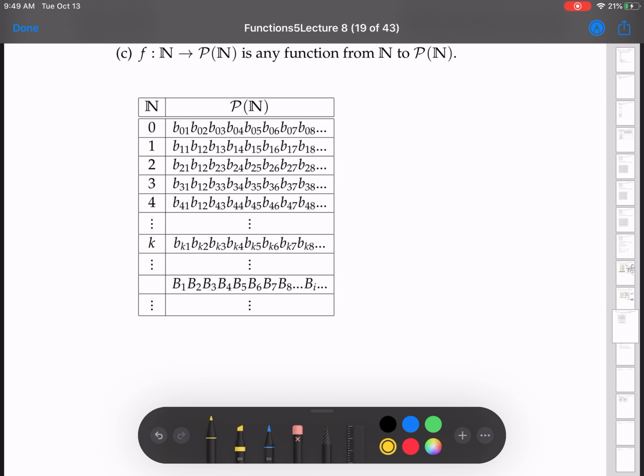And again, this is the range, right? In the yellow is the range. Why is that the range? Because the range is all the outputs, and these are all of the inputs, all of the natural numbers.